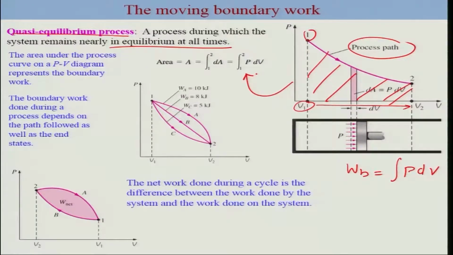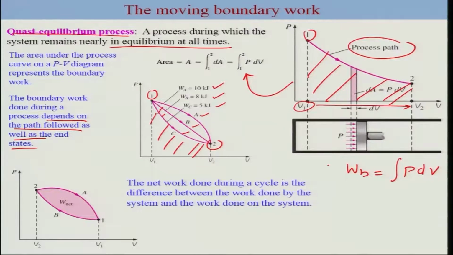Now we mentioned earlier, during the introduction of this course, that the boundary work done during a process depends on the path followed as well as the end points. So in this case, if you follow three different paths, represented by paths A, B, C, they will have different work, and the area under the curve will be different, as you can clearly see from here. So this area will be less than the other area covered by path B. Thus A will have the maximum work, B will be lesser, and C will be the least among the three possible paths for this particular example.